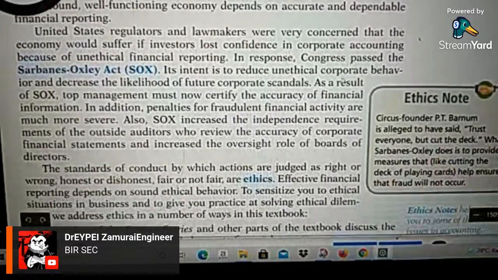Another technical term, the Sarbanes-Oxley Act. The Sarbanes-Oxley Act is a law in the United States. This is a law that prevents cheating and misreporting of accounting statements. But in the Philippines, I don't know if they adopt this SOX. Sarbanes-Oxley Act. I don't know if they adopt it in the Philippines.